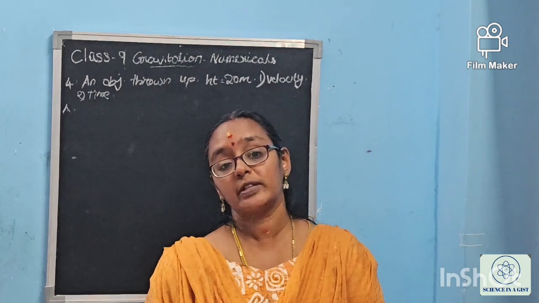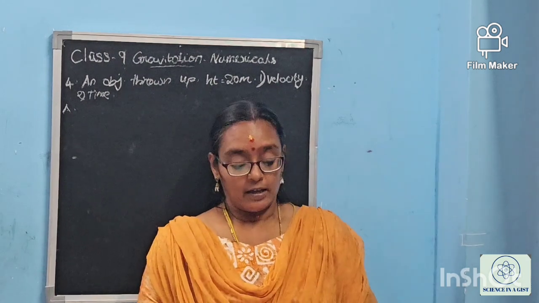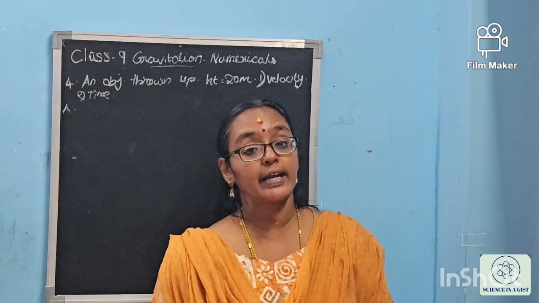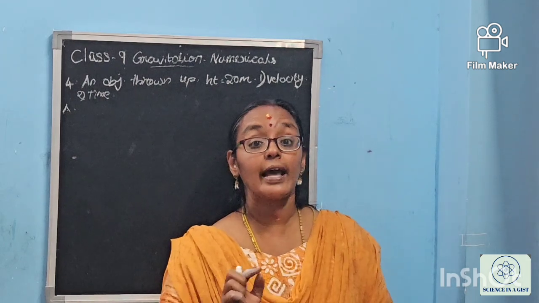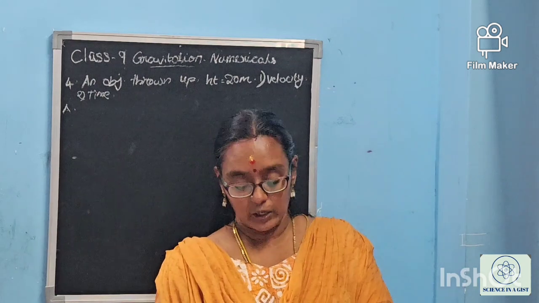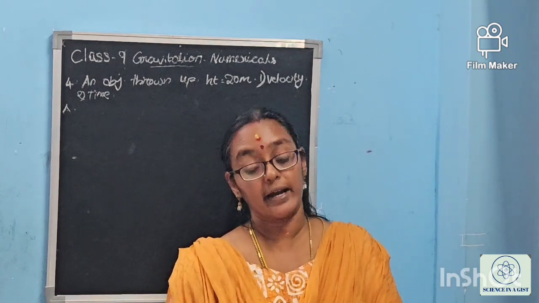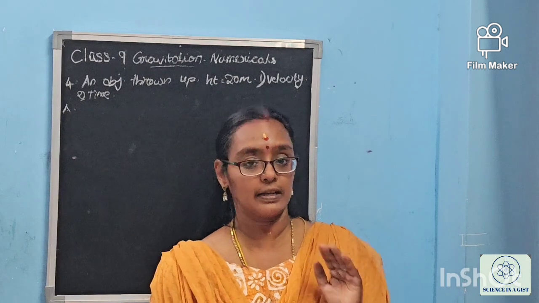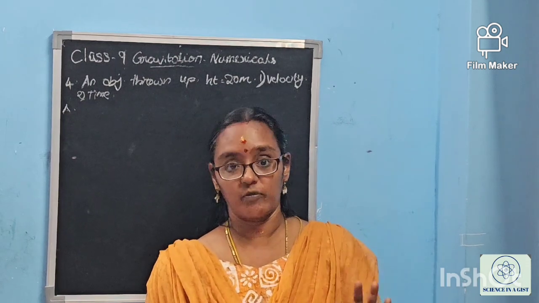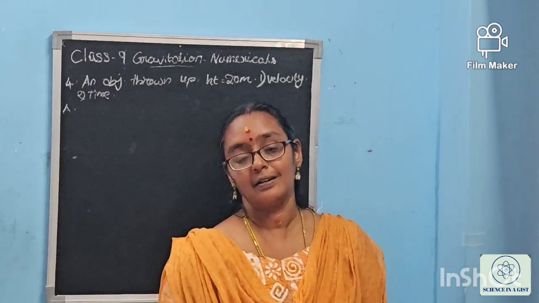What are the important things which we have to underline? Object is thrown vertically upward, so underline the word upward. Velocity has to be found out and time taken. These three things have to be underlined. Okay. Upward, velocity, time taken.